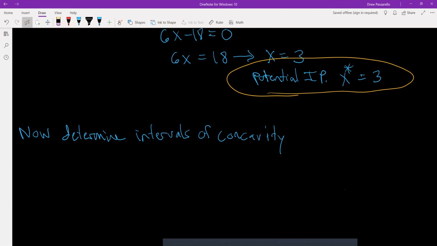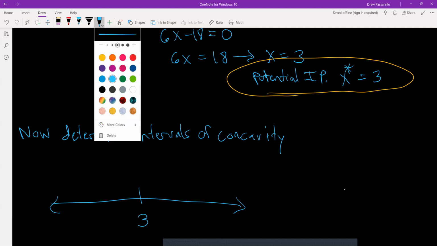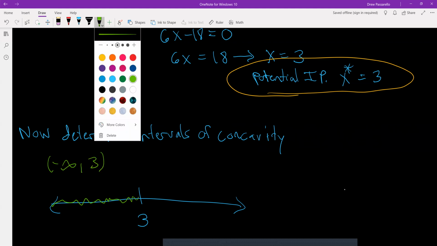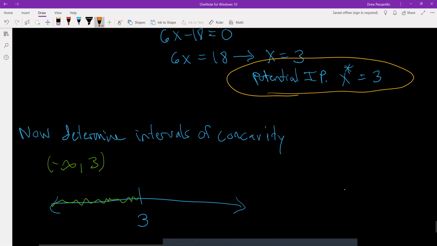So for our intervals, let's say I have a number line, and here I have 3. So I have the values to the left of 3 and to the right of 3. Everything to the left of 3 is negative infinity to 3, and everything to the right of 3 is 3 to positive infinity.